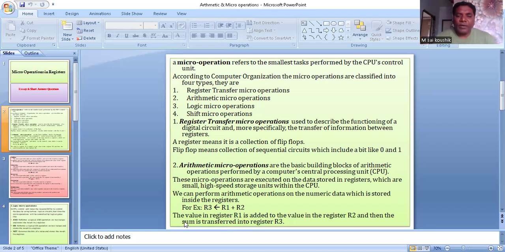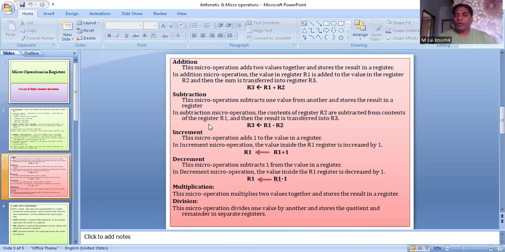Then the value in the register R1 is added to the value in R2. Then the sum is transferred into register R3. R3 is a new value. Then I'm going to discuss what addition, subtraction, increment, decrement, multiplication and division are.